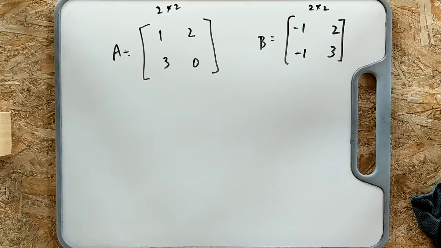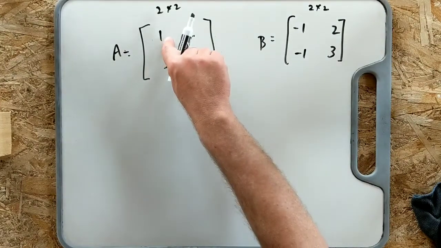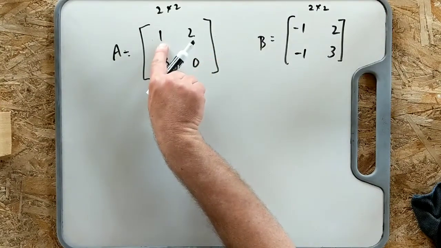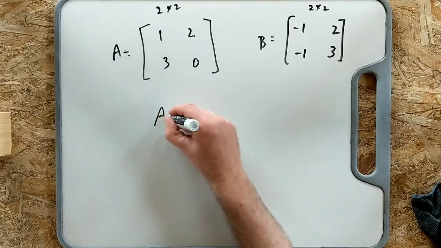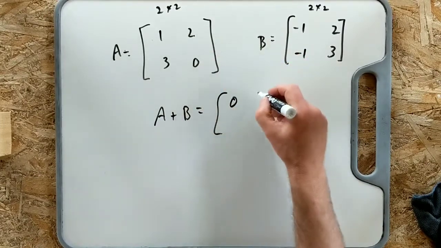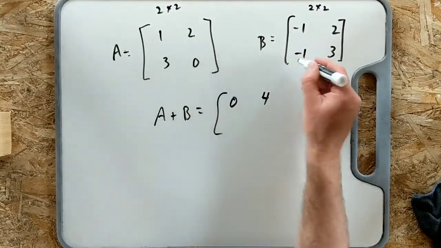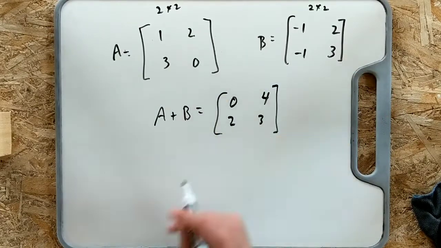What you do to add them, and there's notation in the notes for this, but let me just do an example. You just add the corresponding terms. So A11 gets added to B11 over here, which is -1. So A plus B is equal to 0, 4, 3 plus -1 is 2, and 0 plus 3 is 3.